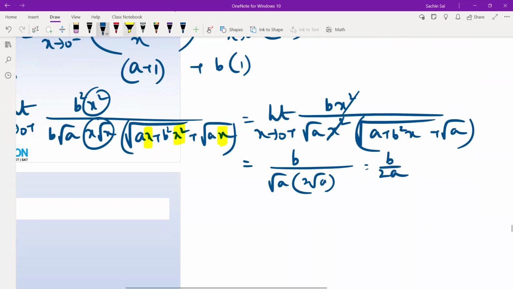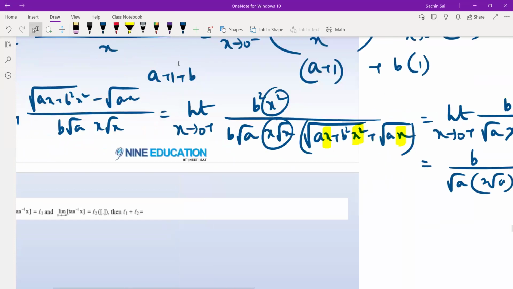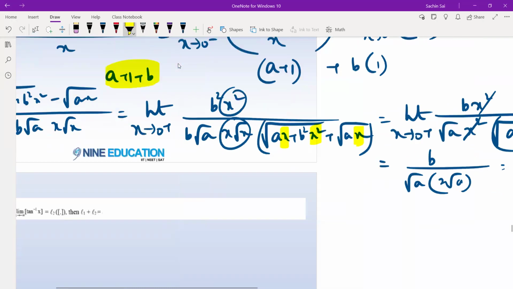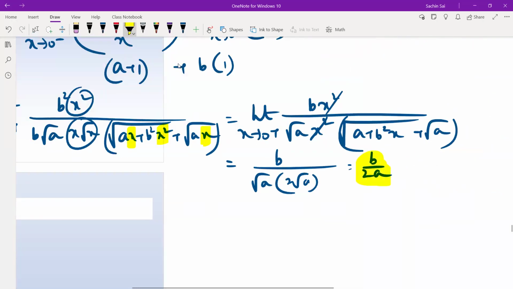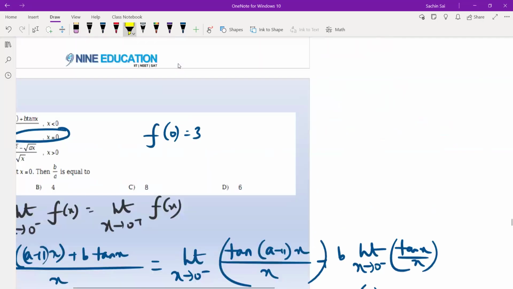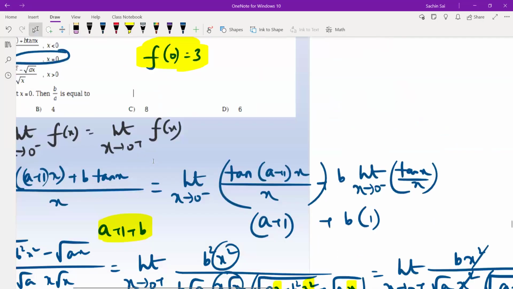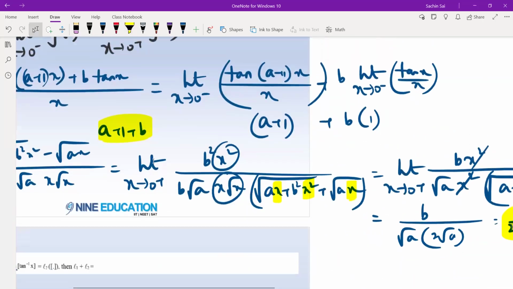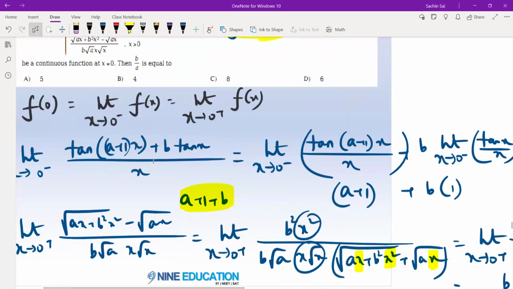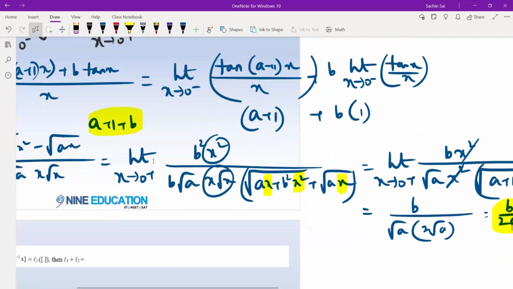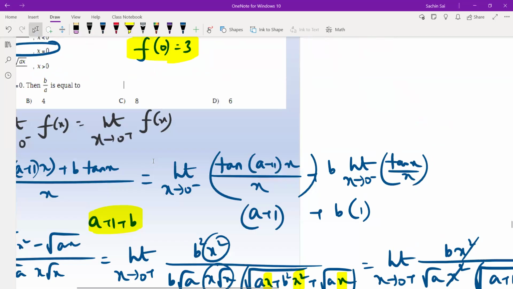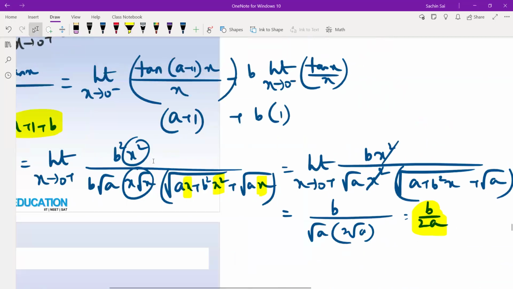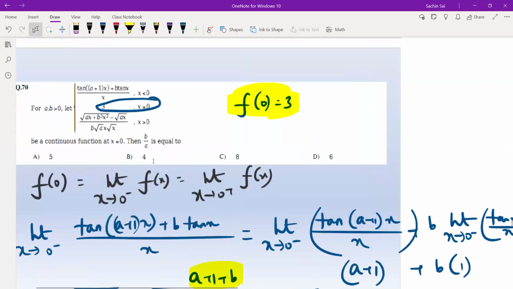So to recap, we have the left limit as a plus 1 plus b. The right limit is b by 2a, and both of these should be equal to the value of the function at 0, which is 3. So once you equate both the left limit and the right limit to 3 and solve for a and b, you will get the values of a and b, right? Or if you look at the question, they're asking for b by a. b by 2a equals 3. So you will get b by a equals 6.